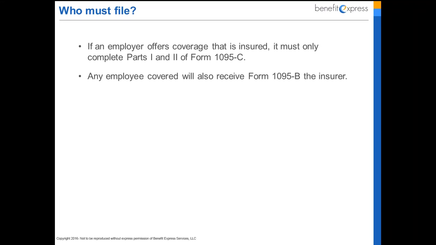So, and again, if an employer offers coverage that's insured, they only have to complete parts 1 and 2 of Form 1095C. And please advise your employees who will get a 1095B from the insurer. Now, again, the purpose of the 1095B is just to show coverage. Nothing more, nothing less. That's all it does. It shows for what months they were covered by the plan, and that's the purpose behind the 1095C. Insurance companies are distributing those as we speak, so you may want to let your employees know they'll be getting 2 forms. Now, please remember, these forms don't have to be attached to your 1040. Neither the 1095B or the 1095C have to be attached.